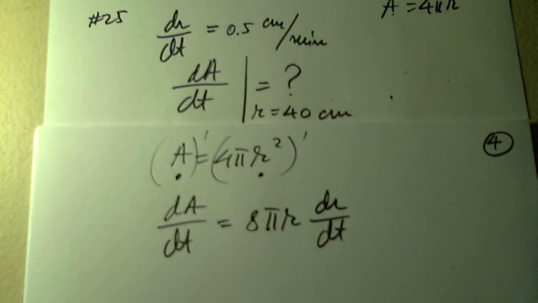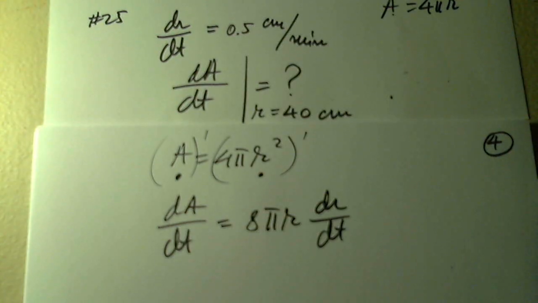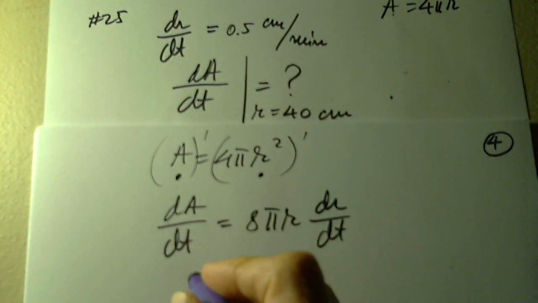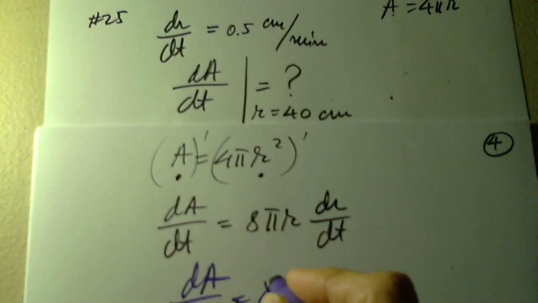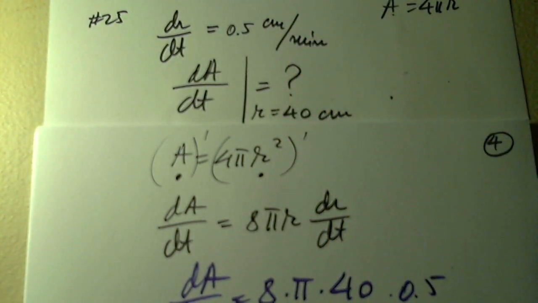Excellent. Good. So what are we after? Obviously, it's dA over dt. I don't even have to solve for anything. I just need to plug in the numbers. It's very straightforward. So then dA over dt, I have 8, I have pi, I have 40, and I have dr over dt, which is 0.5. Now careful, can anyone give us the measurement unit of this? What will be the measurement unit after we finish calculating?